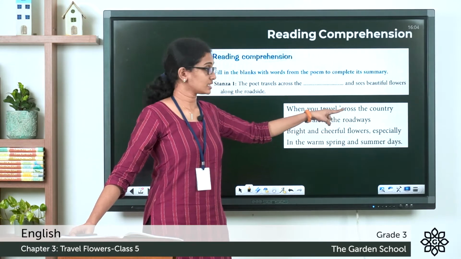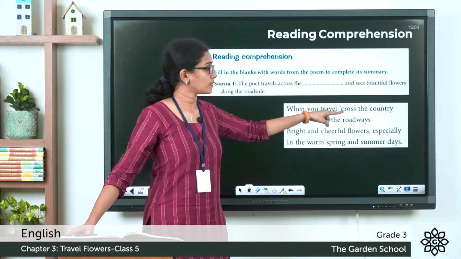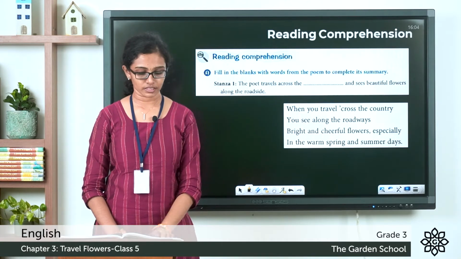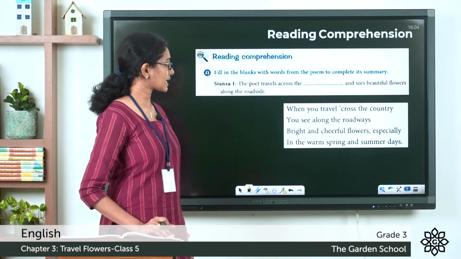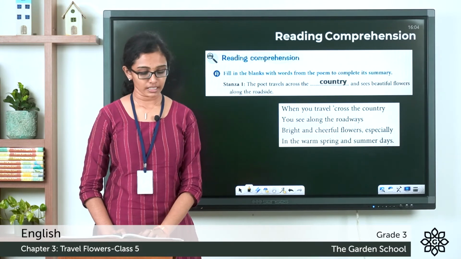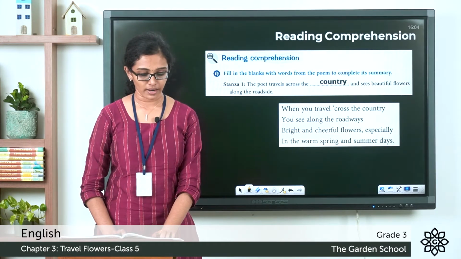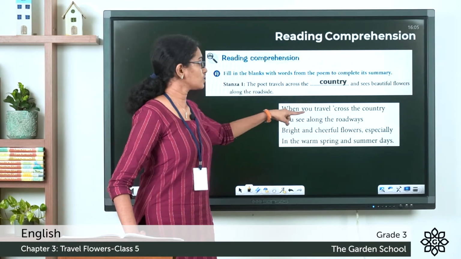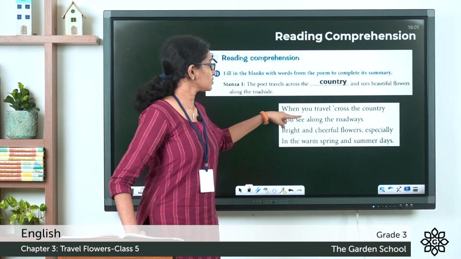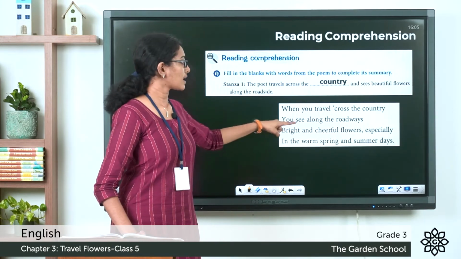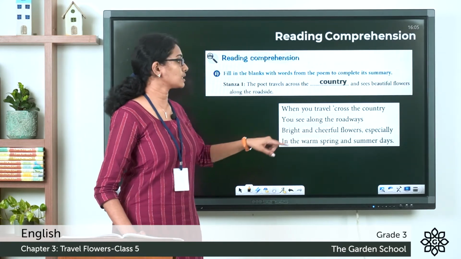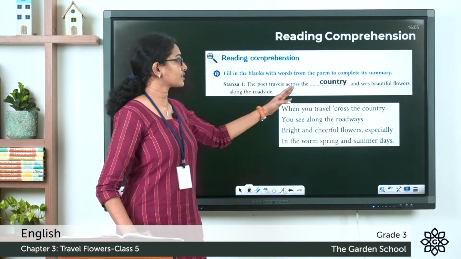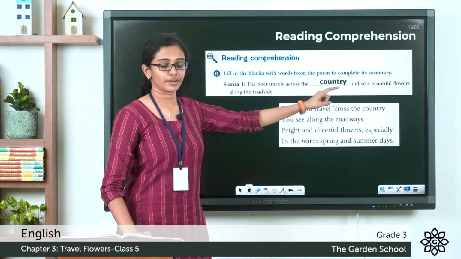How do you read it? This word is read as cross, but the meaning is across. Clear? I hope you have read the first stanza of the poem. So from the first stanza of the poem, let's complete the question given here. The poet travels across the where? Across the country. It is mentioned when you travel across the country, you see along the roadways bright and cheerful flowers, especially in the warm spring and summer days. So the poet is traveling across the country.